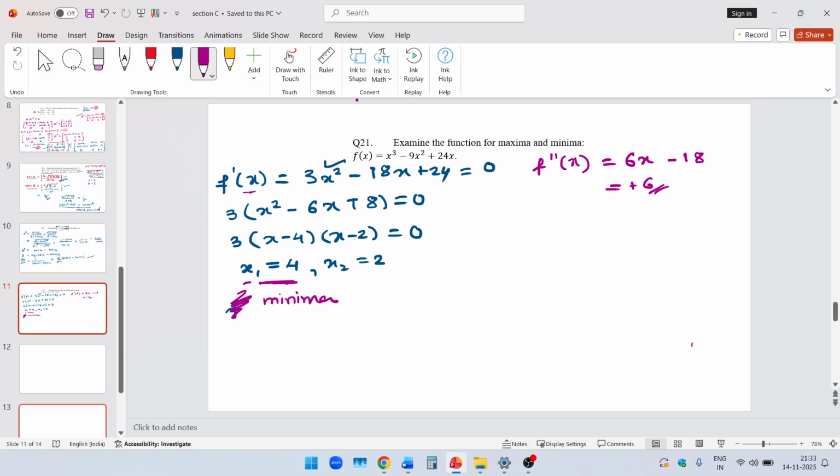So at x is equal to 4, f double dash of x is equal to 6. At x is equal to 2, f double dash of x is equal to 6 2s are 12. 12 minus 18 is minus 6, negative, which means there is a maxima at x is equal to 2. That's it. So that's all to this question. Let's move on to the next question.